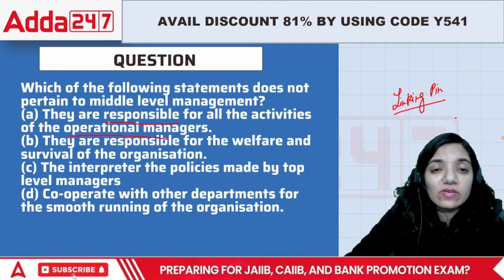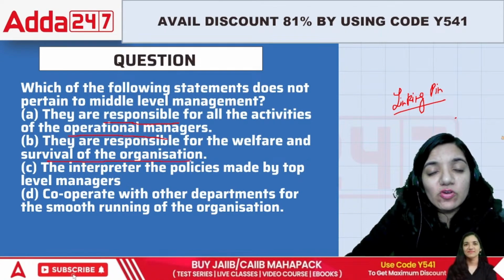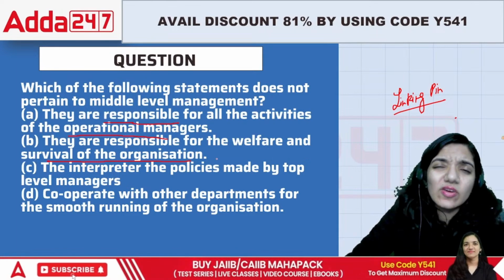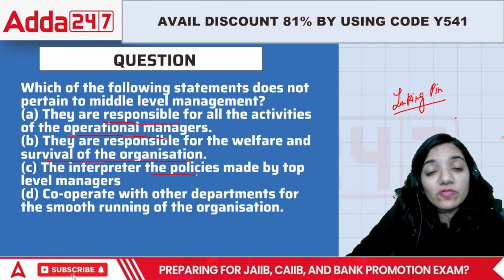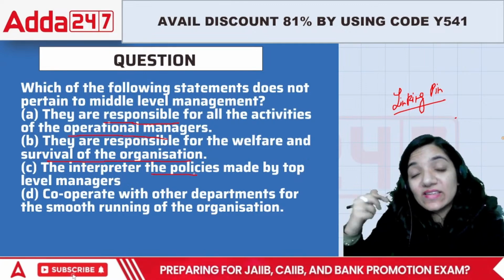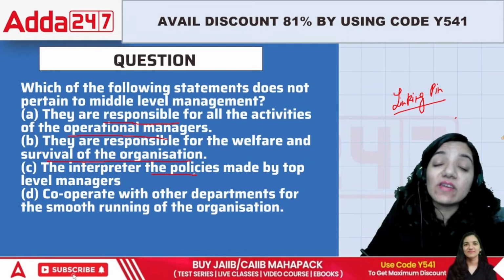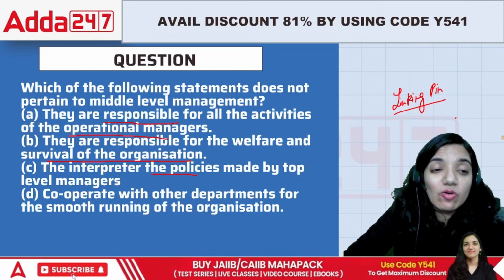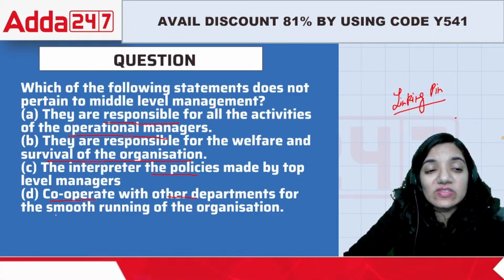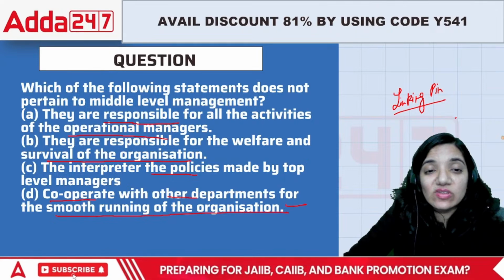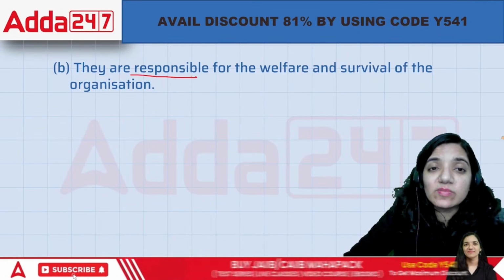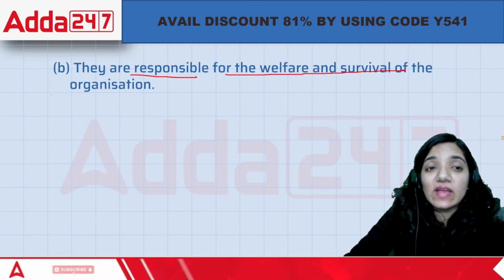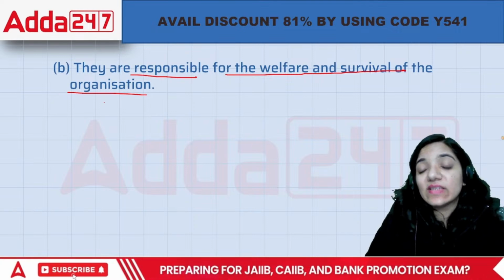Then, are they responsible for the welfare and survival of the organization? Not exactly. This is the task which the top level does. As for interpreting the policies, the top level creates them, the middle level accepts them and gives them to the lower level, and they cooperate with other departments for the smooth running of the business. So this is also correct, and this is also correct. So the correct answer is B: they are responsible for the welfare and survival of the organization.